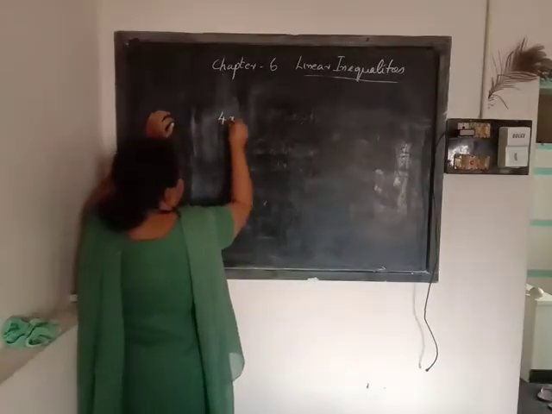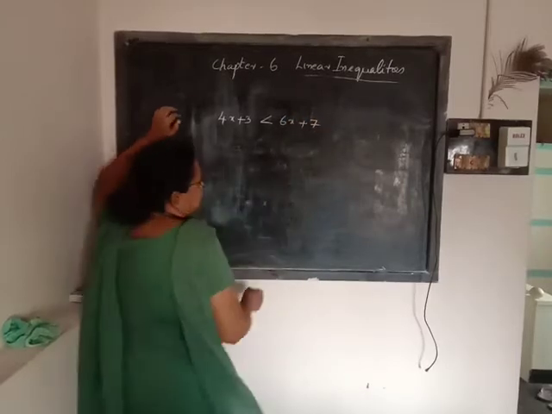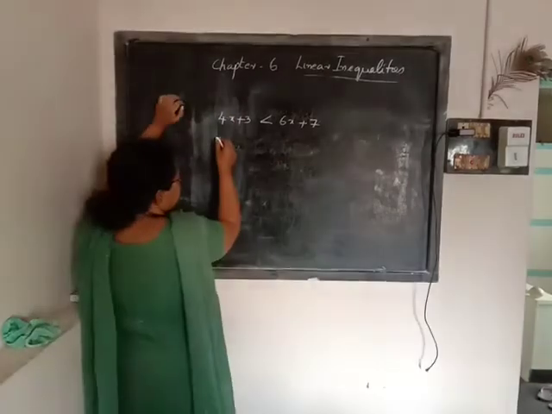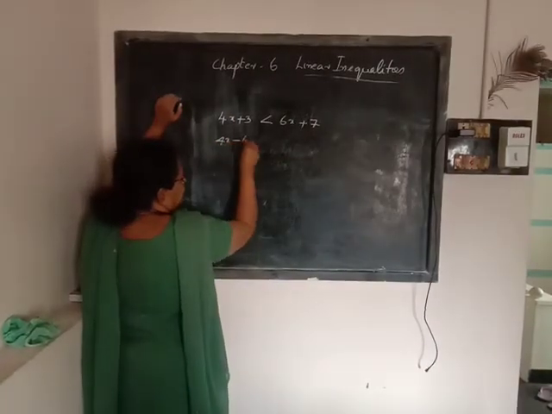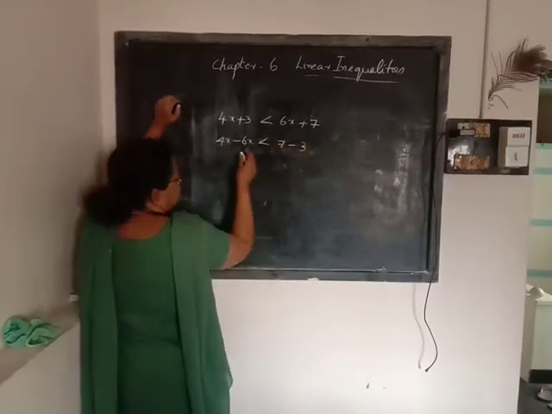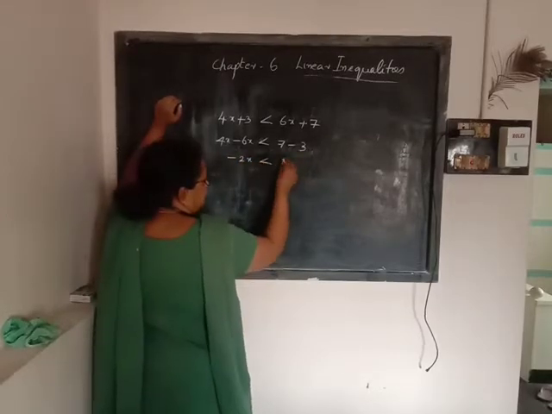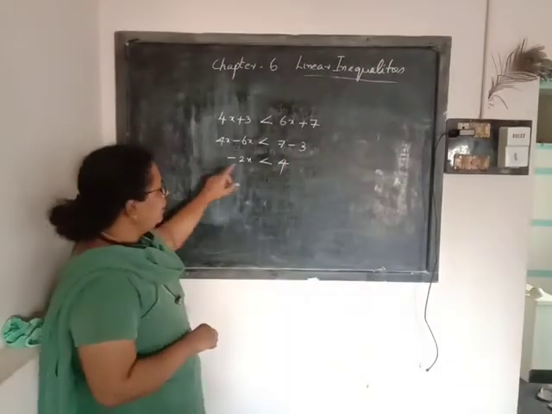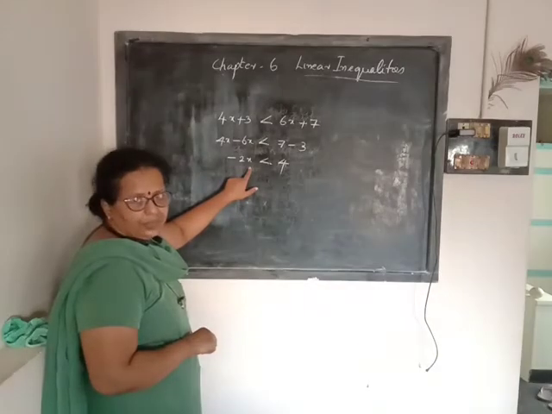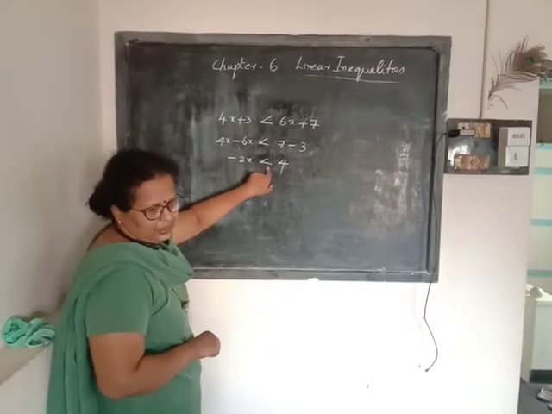Solve 4x plus 3 less than 6x plus 7. So what will we do? We will take x to the left hand side, and numbers to the right hand side. So it is 4x minus 6x less than 7 minus 3. 4x minus 6x is negative 2x, less than 7 minus 3, 4. Now we have to divide by negative 2. When divided by negative 2, the inequality will be reversed.